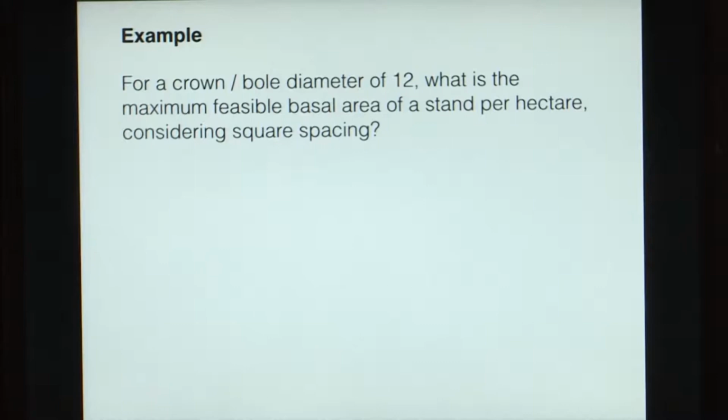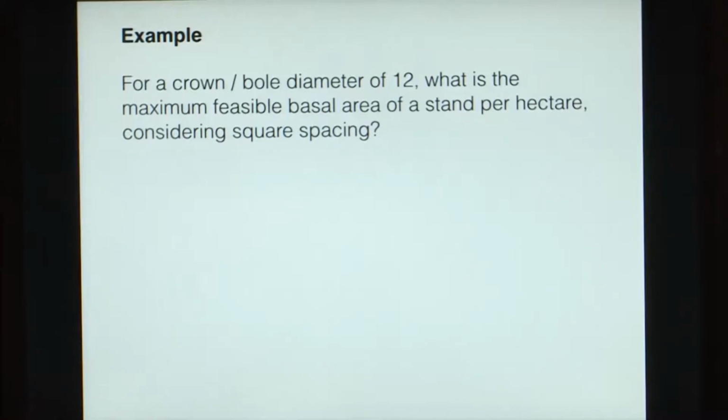Now, basal area of a stand per hectare is when you take any sample plot in your forest stand and measure the basal areas of all the trees in your sample plot, then sum them up and divide by the area of the sample plot. This gives you the basal area of the stand per hectare. So, for the given crown over bole diameter of 12, what is the maximum feasible basal area of a stand per hectare considering square spacing?